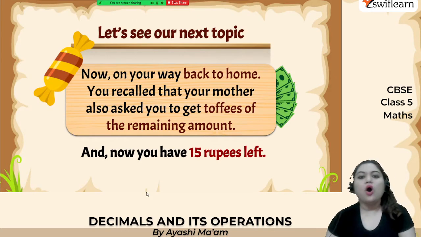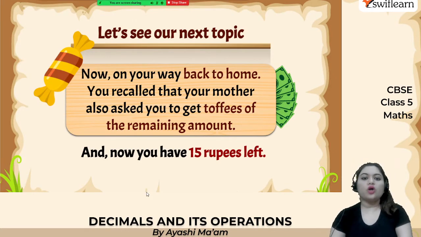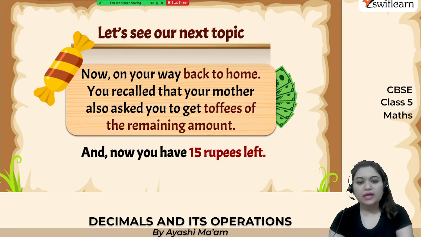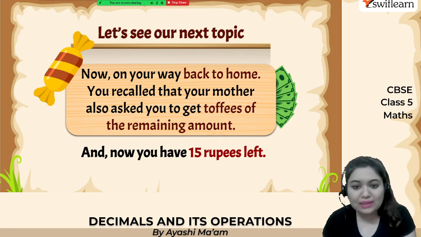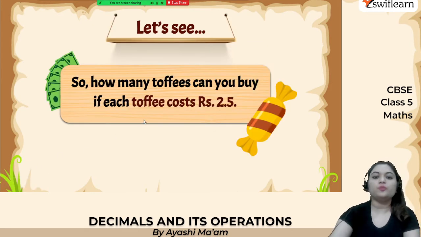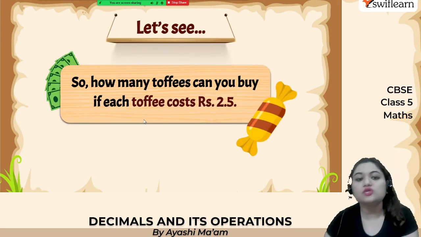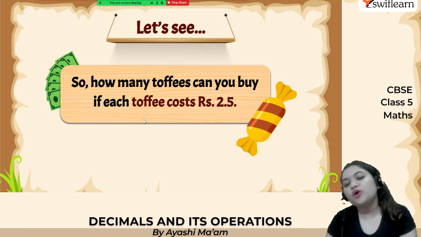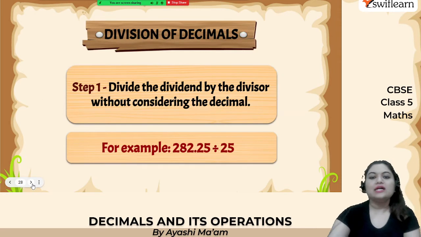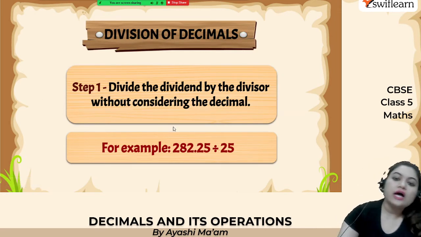Now see, on your way back home, you recall that your mother also asked you to get toffees of the remaining amount. And now you have only 15 rupees left with you. Okay, so you have 15 rupees left with you. Then how many toffees can you buy if each toffee costs rupees 2.5? So for this we need to do division, right? That's why we need to learn about the division.